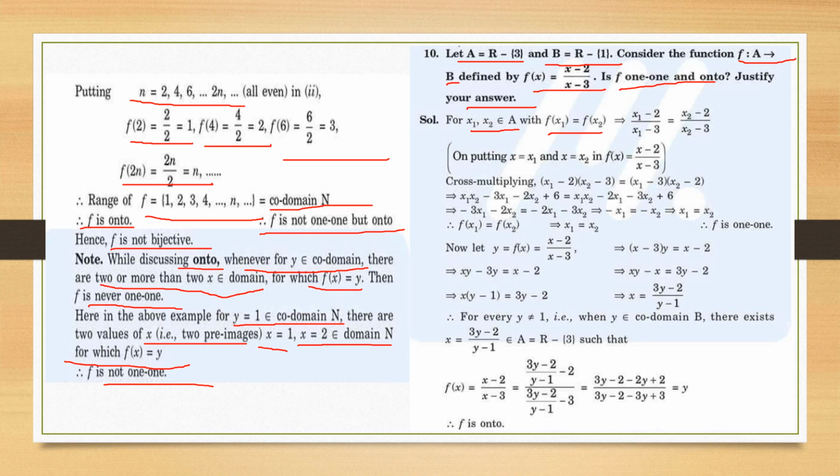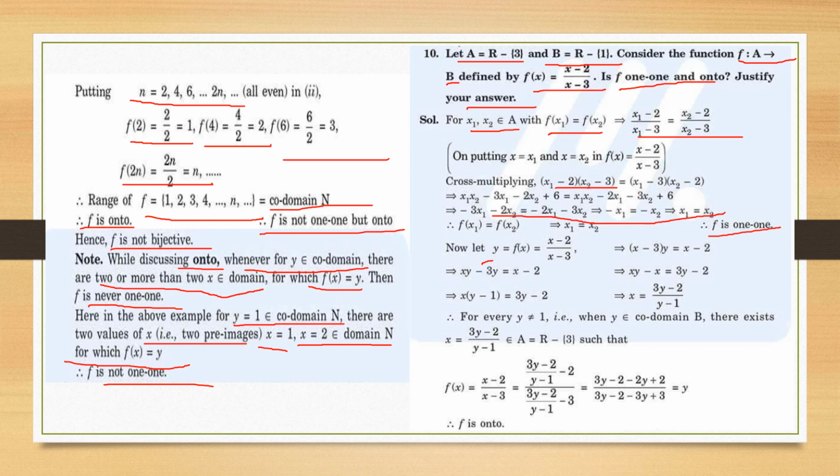Put it here: (x1 − 2)/(x1 − 3) = (x2 − 2)/(x2 − 3). Now cross multiply, you'll get a result and you will get x1 = x2. So clearly f is one-one.